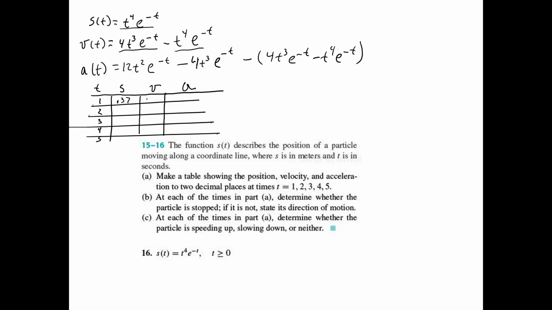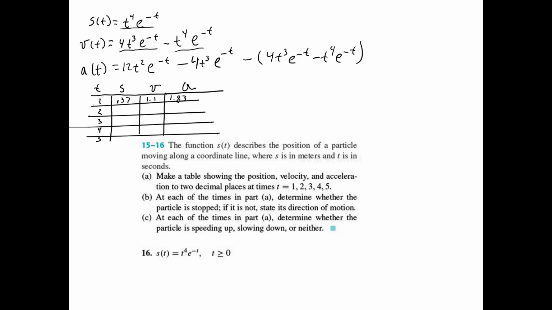The velocity is at 1.1, and the acceleration is at 1.83. Since the velocity is not zero, the particle is not stopped. Since the velocity is positive, it is moving to the right, and since the acceleration is also positive, it is speeding up.